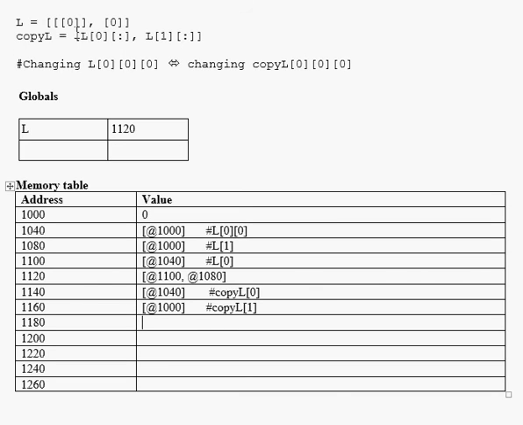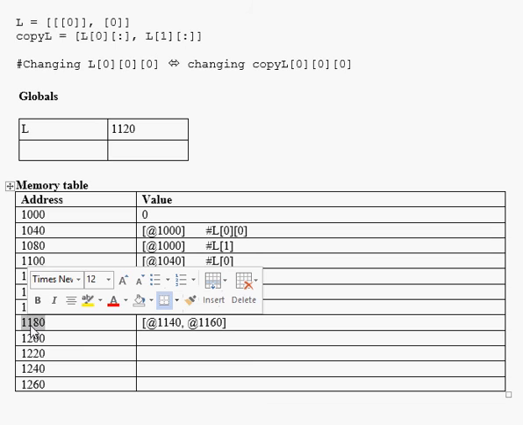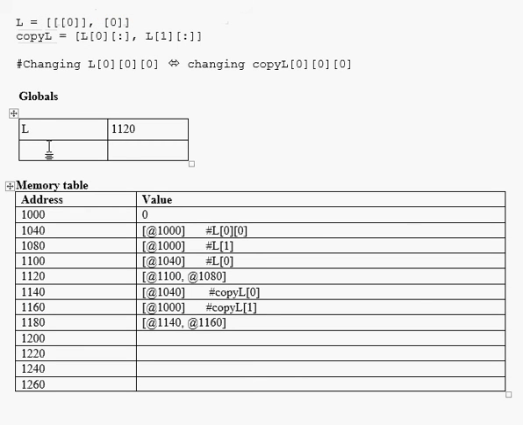We are now ready to create this outer list. The first element is going to be at 1140, copy L at 0, and the second element is going to be at 1160, copy L at 1. Now we're ready to say that this address will be assigned to copy L, 1180. What's left to verify is that indeed L at 0 at 0 at 0 is the same as copy L at 0 at 0 at 0. You can probably already see that it is.